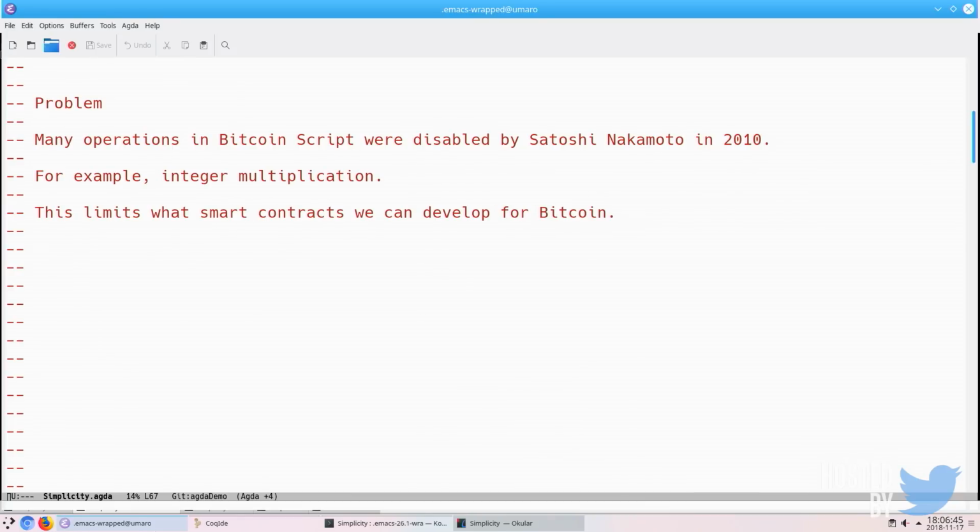So that means that if you evaluate a Bitcoin script and you get a successful result, that result holds no matter where that transaction actually occurs in the blockchain, and it's other parts of the transaction data that will limit where it can occur. So these are all some very nice features of Bitcoin script, but it's not all roses, right? So there's a problem. Many operations in Bitcoin script were disabled by Satoshi Nakamoto, the creator of Bitcoin, back in 2010, right? So for instance, integer multiplication is not available in Bitcoin script. So this really limits the expressiveness of what we're able to develop for smart contracts for Bitcoin, right?